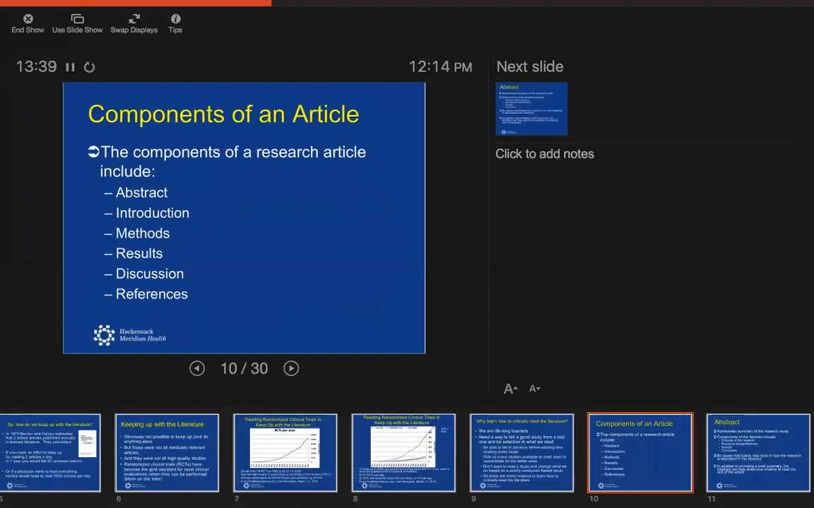So when we look at an article, there are these basic sections of an article: the abstract, the introduction, the methods, results, discussion, and references. We'll touch upon each of these.